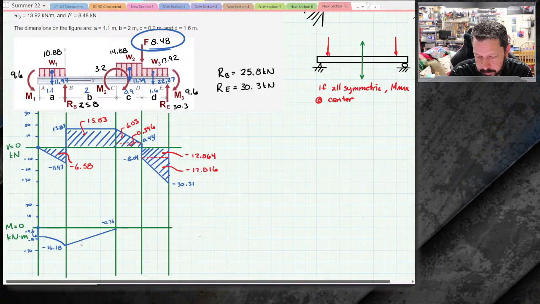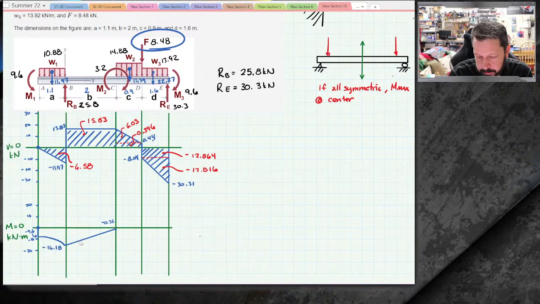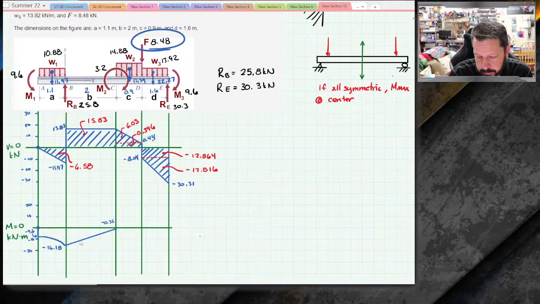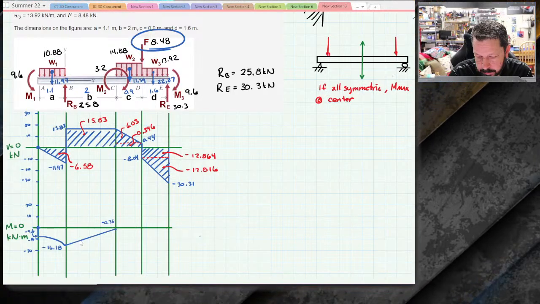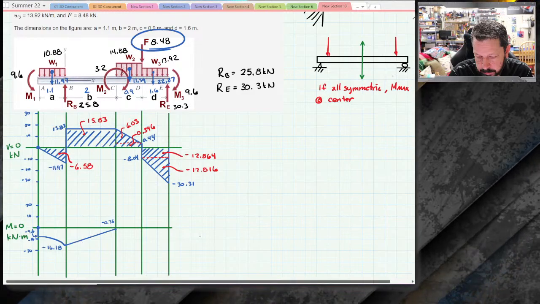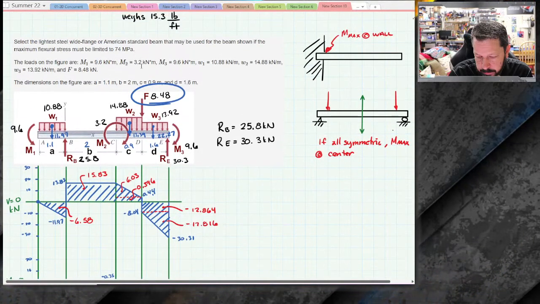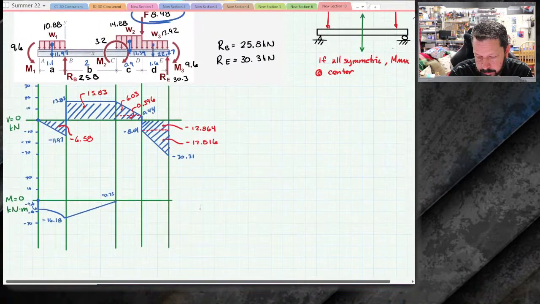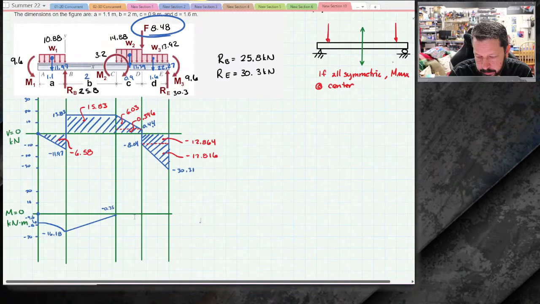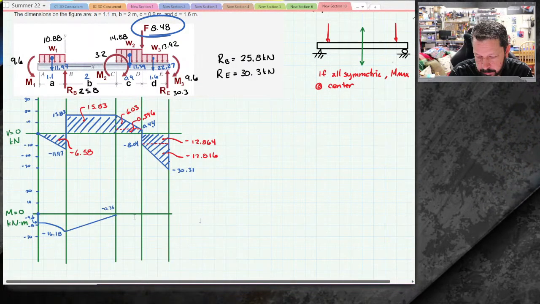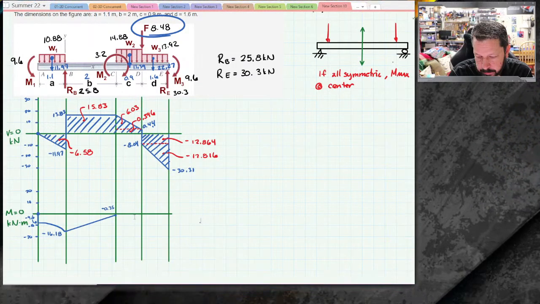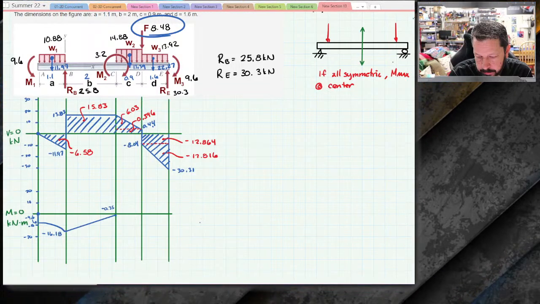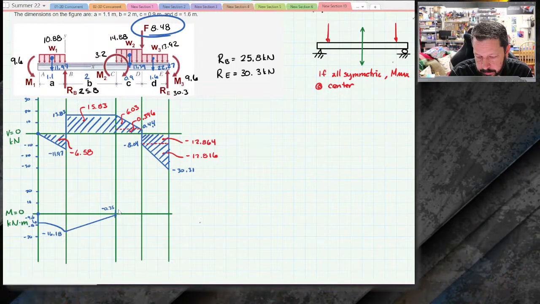Because we forgot M2. This is the whole reason I wanted to do this particular problem. M2 is a concentrated moment that is clockwise. I think it's 3.2. I need to check and see. Yeah, 3.2 kilonewton meters. So when M2 comes into play, I'm currently at negative 0.35. And then M2 is clockwise, so it would be plus 3.2. So I go up, not a lot, but I go up.